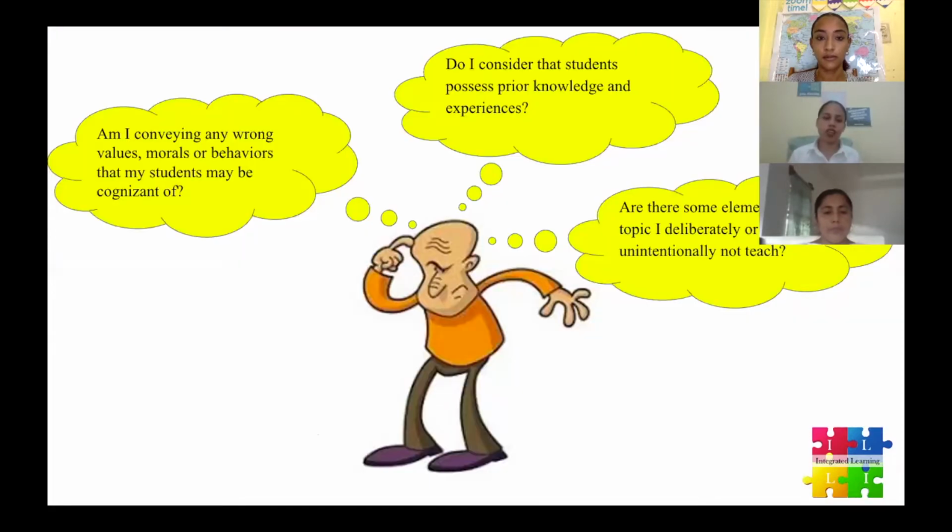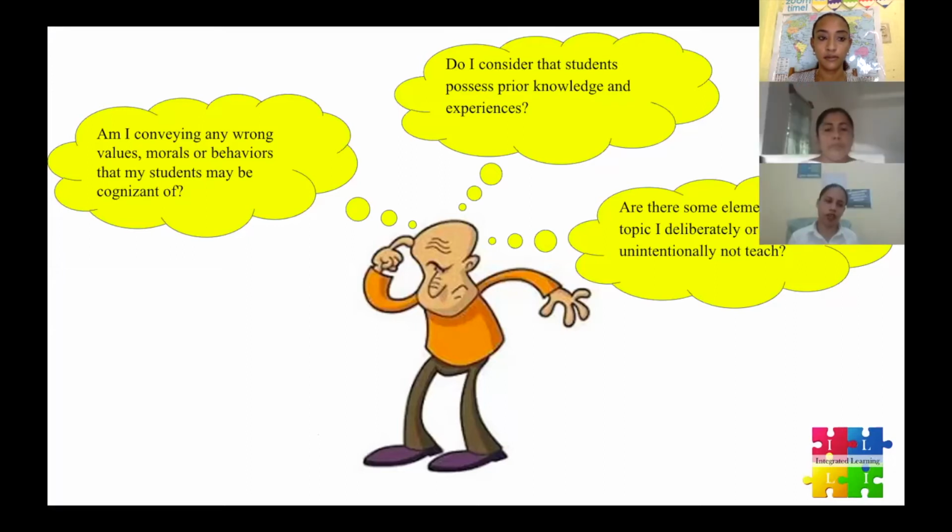So let's now move on to some critical questions that you may want to think of. Starting from the left, am I conveying any wrong values, morals, or behaviors that my students may be cognizant of? As a teacher, are you doing this? Are you not mindful of your values? Remember that the hidden curriculum says students are aware of how we act as teachers, how administration acts, and the broad culture of the school, and it impacts them.